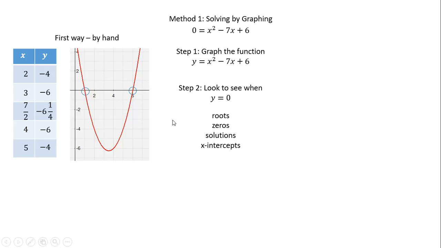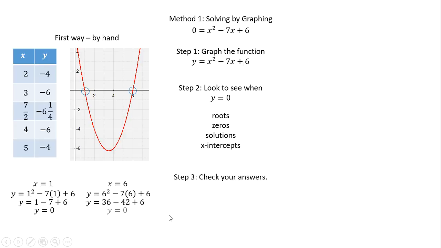Those are just guesses. Anytime we graph, it's all about a guess. We do need to plug these numbers in so we can check our answers. So we can plug in x equals 1. Hey, we get y equals 0. Look at that. Plug in x equals 6. Same thing. y equals 0. So our answers are 1 and 6.